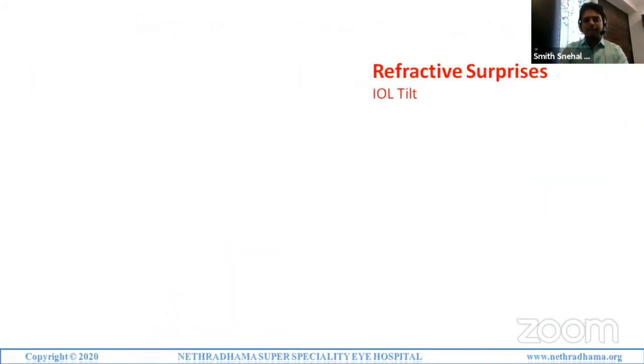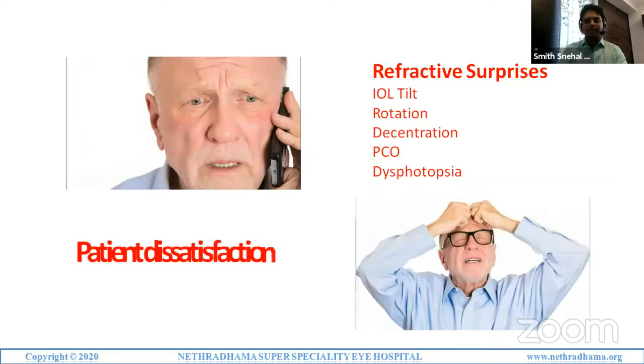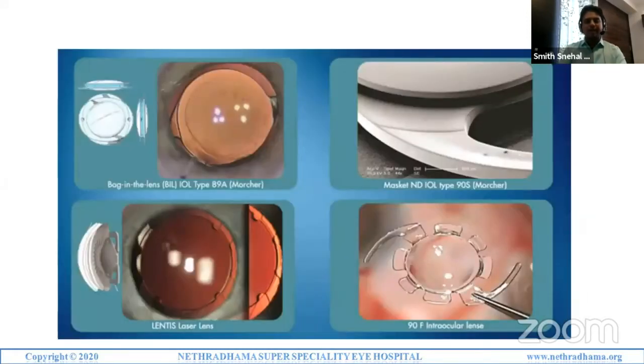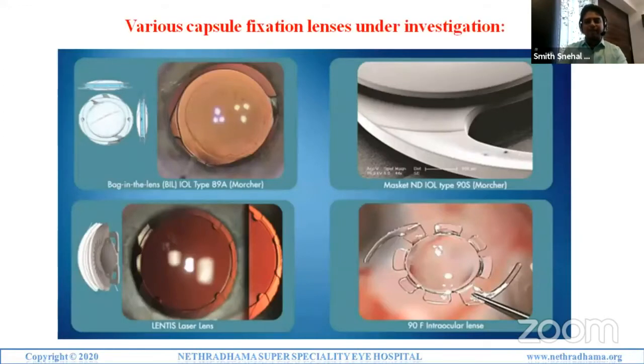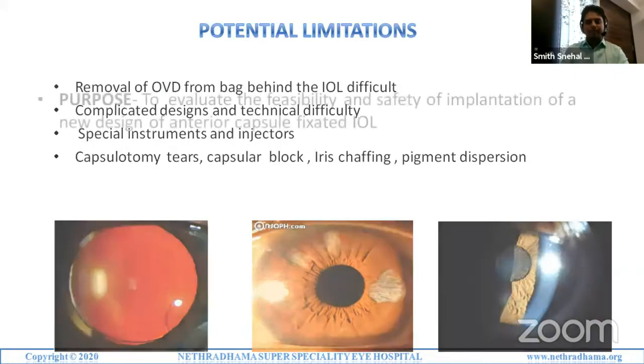Refractive surprises, however, such as IOL tilt, rotation, decentration, PCO, and dysphotopsia continue to be a cause of patient dissatisfaction after a perfect cataract surgery. To overcome some of these problems, various capsule fixation lenses have been investigated. The potential limitations of these lenses are a difficult removal of OVD from behind the capsular bag, complicated designs, the requirement for special instruments, and issues such as capsulotomy tears, capsular block, iris shaping, and pigment dispersion.